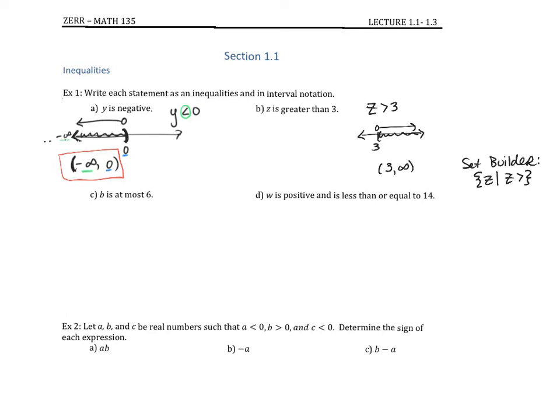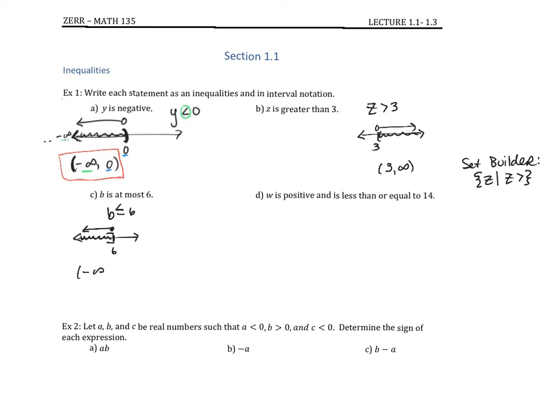Okay, let's do the next one. B is at most 6. So B can be equal to 6 at most. It can't be 7. The upper bound is 6. So here we're at 6. We could include 6 and everything smaller. And a bracket means you're including the number. So a bracket and a closed circle mean the same thing.